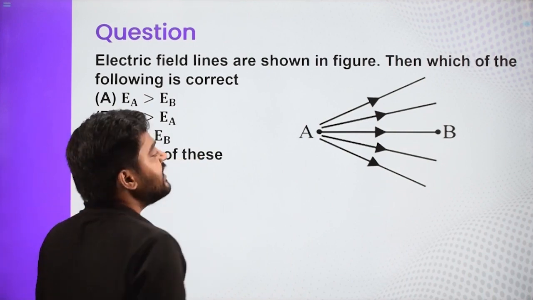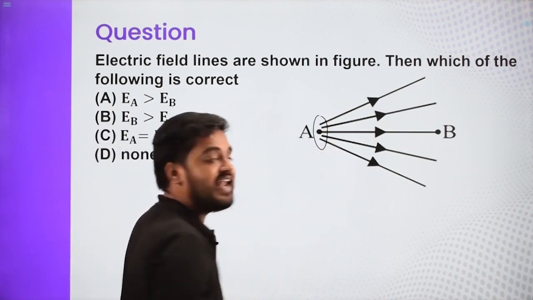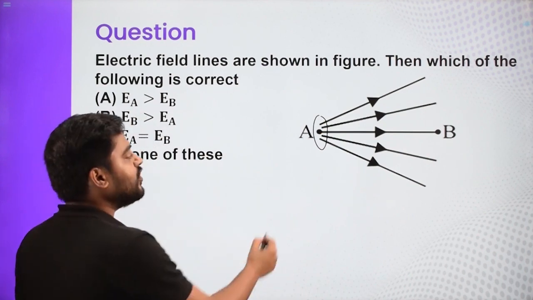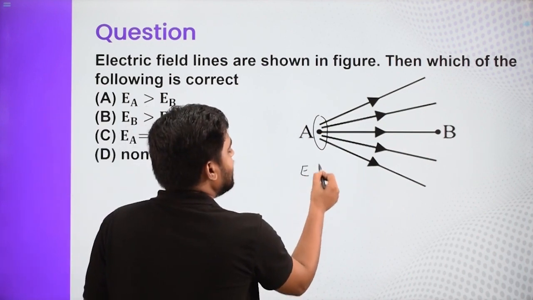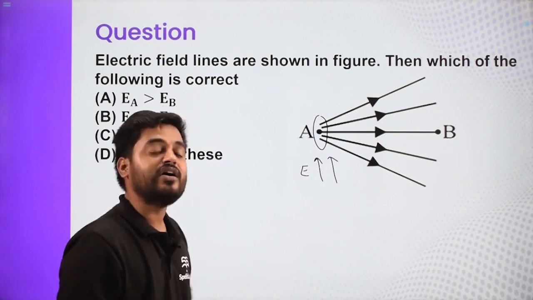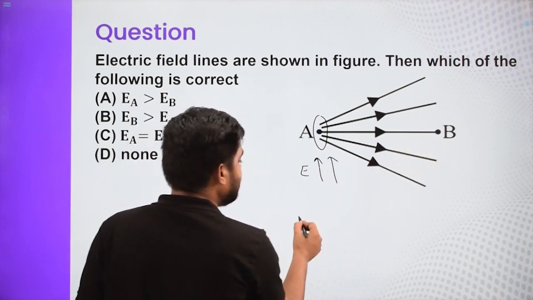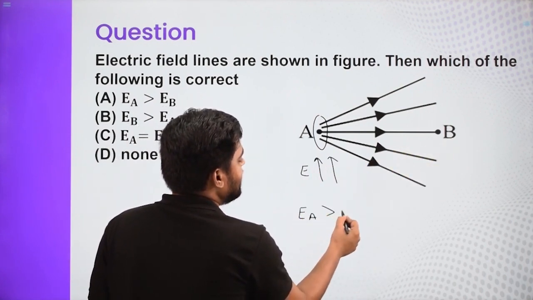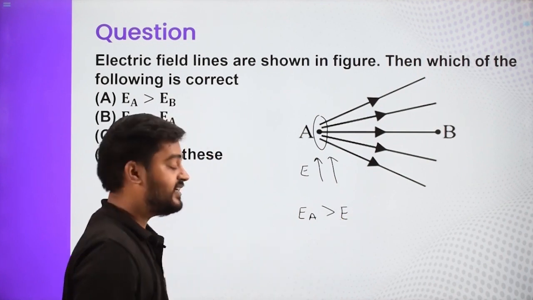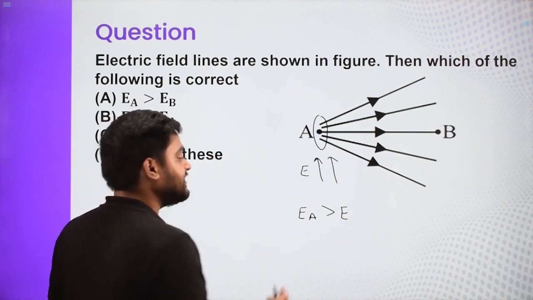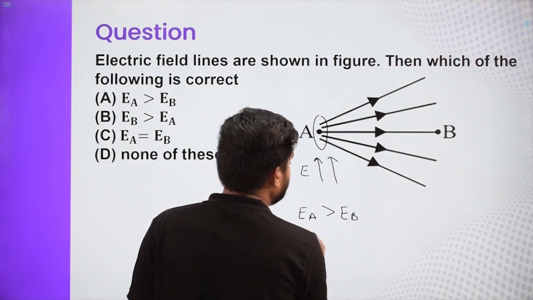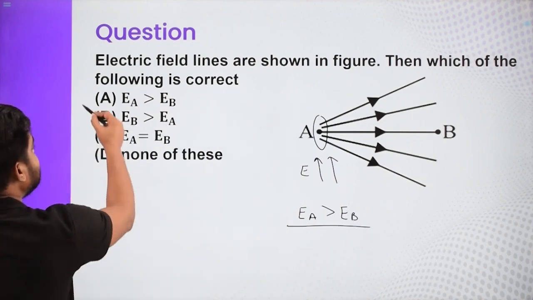First, in this region the field lines are closer, and closer means the field is bigger or stronger here compared to B. So we say the electric field strength, or electric field intensity, is greater at point A when compared to point B. So option A is correct.